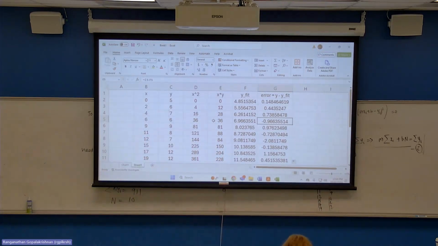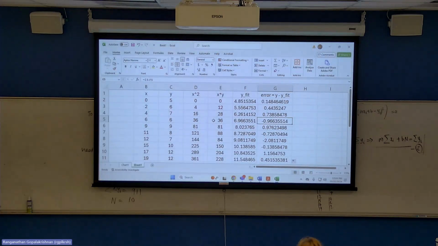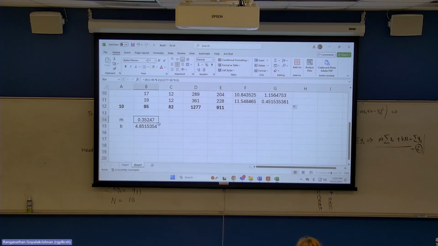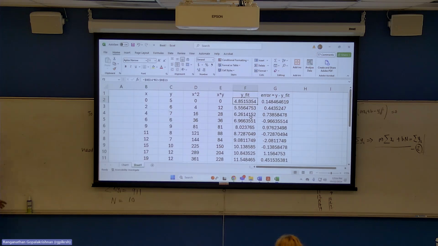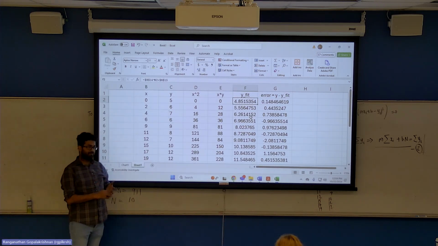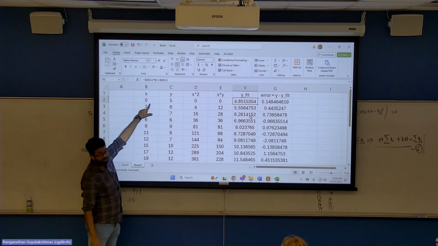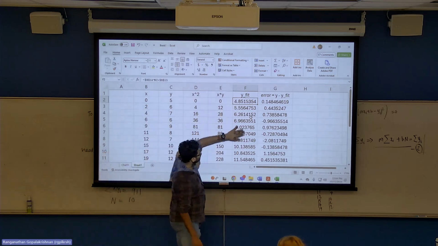Okay. So here is the data, X and Y. If I'm in the exam with you, I would use my Excel, if I'm allowed, to calculate X squared, XY, and from that, I would calculate my m and b values. So m happens to be 0.35 something and b is 4.85 something. So what I did was to take these m and b values and calculate Y fit. What is Y fit? Y fit is mx plus b. So I got my Y fit for each value.